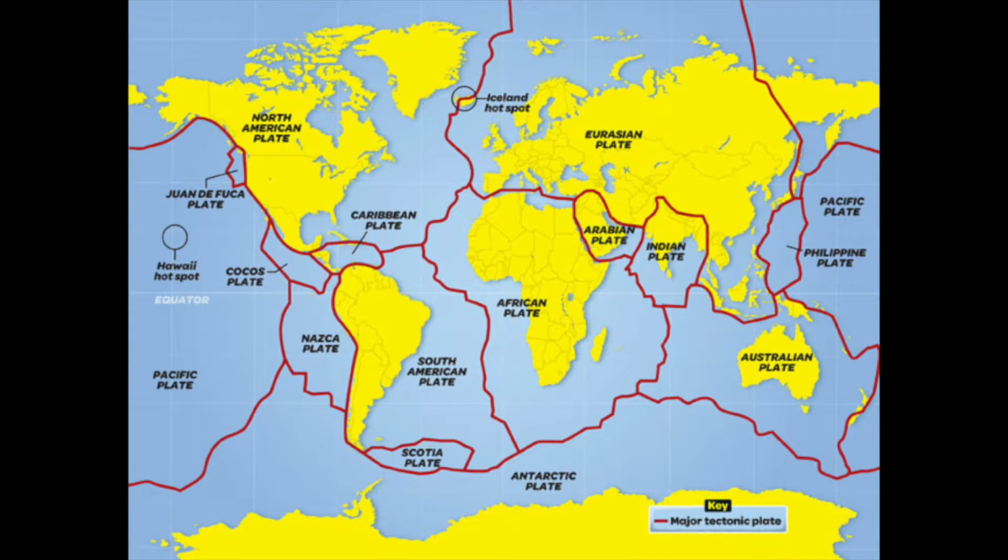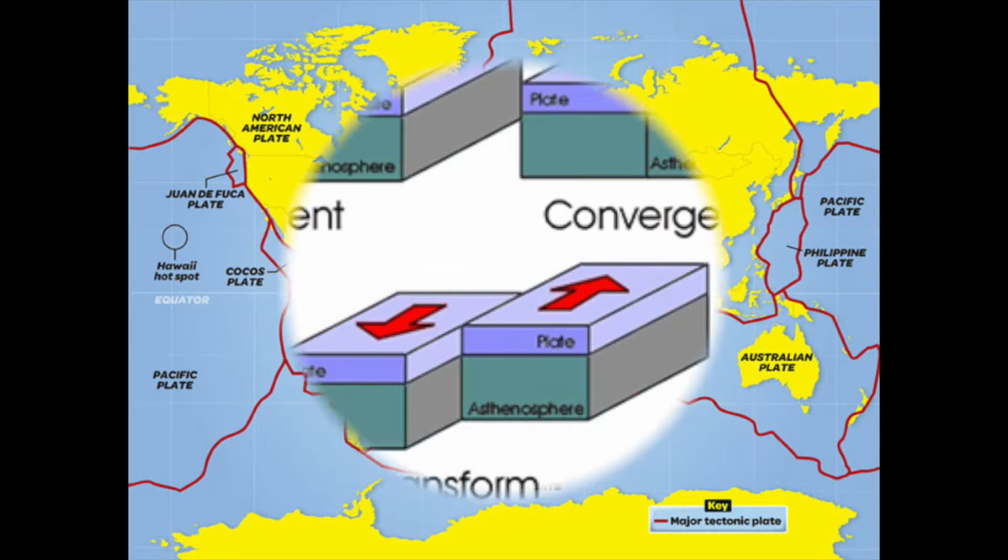If you look at this diagram, you'll see that the Earth is split into different sections. These sections are plates. These plates move over time, whether it be through converging, diverging, or transforming.